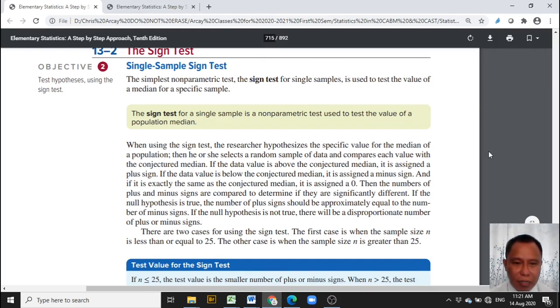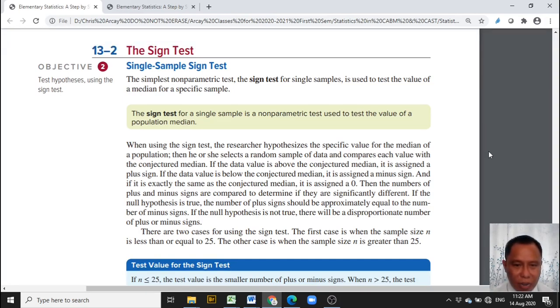The sign test is the simplest non-parametric test. This is a non-parametric test used to test the value of a population median. One procedure of the sign test is to compare all values of a data set to a median. If the value is greater than the median, then we are considering it plus or positive. If it is less than, it is negative.